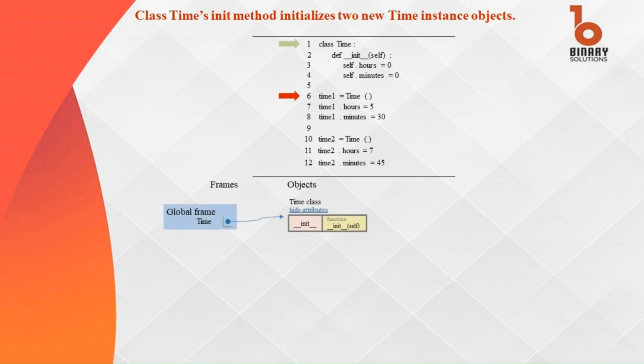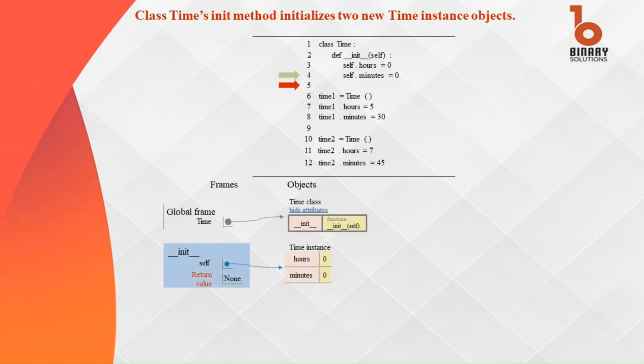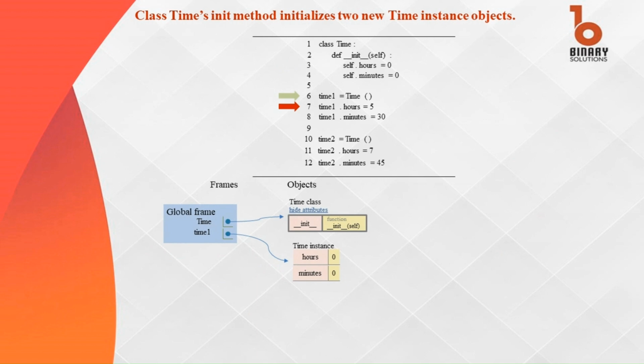Next, two instance objects, time1 and time2, are created from the time class. At first, both objects inherit the default values set in the init method. However, their attributes are modified afterward. Specifically, time1.hours is updated to 5 and time1.minutes to 30, while time2.hours is assigned 7 and time2.minutes is set to 45.